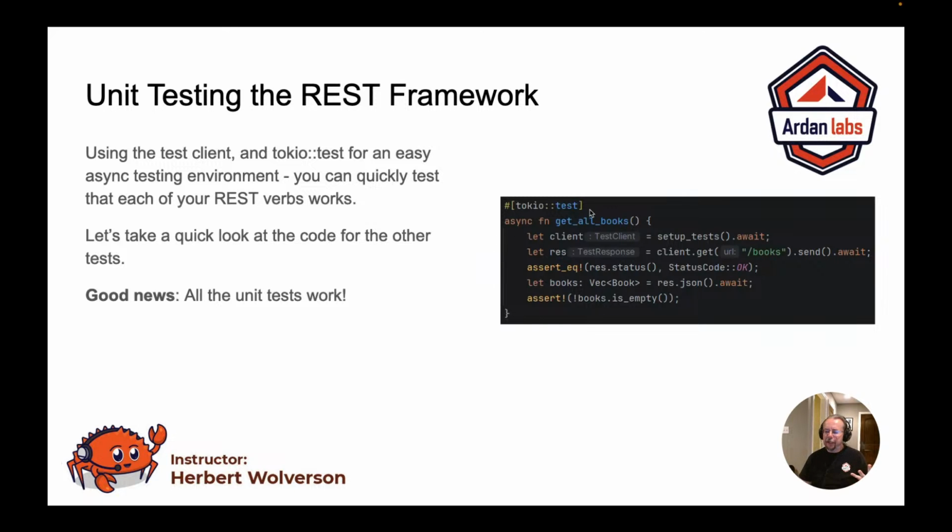Using Tokio test, which is a macro to quickly and easily get you asynchronous tests, we're going to run a test called get all books. We use the setup tests function we wrote on the previous slide, and we call client.get. So with the client, we issue a get request. That's the HTTP verb. The path is /books. We send it, we await a result, and we assert that it returned a status code OK, which is status 200. We call res.json, which automatically takes the result and deserializes it for us into a vector of books, and we assert that there are some books in there.